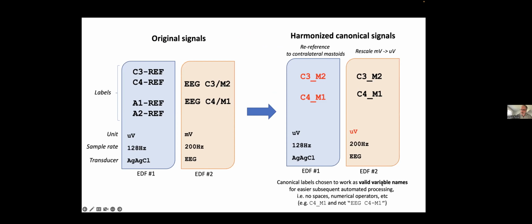Also, we choose the names such that they're easier to work with if one is working with these in an automated context downstream. So we try and avoid spaces and numeric operators and so on. But then this is what the clean data would look like.